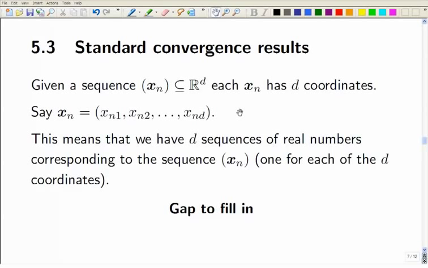Well, they're not being multiplied. Also, this is not a subsequence or anything like that, which is going to come up in a bit. No, this is simply d real numbers, the d coordinates of the vector x_n. And the first n in the subscripts is just telling you that they're coming from the nth vector.